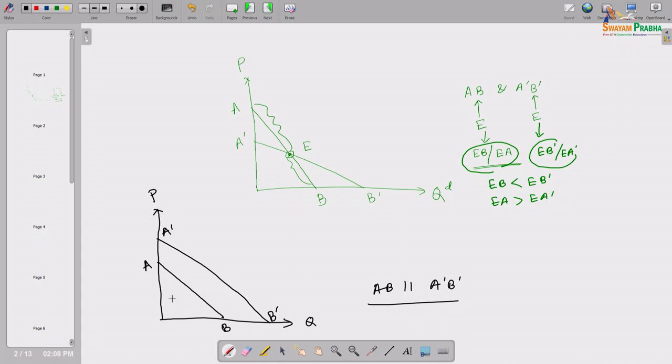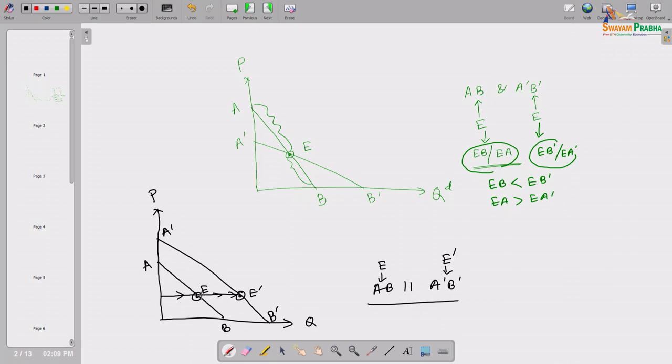Now, you know that if we move along the horizontal axis, or along this kind of horizontal line, suppose this point is E and this point is E prime. So, if we compare the own price elasticity of demand, its absolute value, at E point on the AB demand curve and E prime point on the A prime B prime demand curve, clearly elasticity of demand at E point is larger.